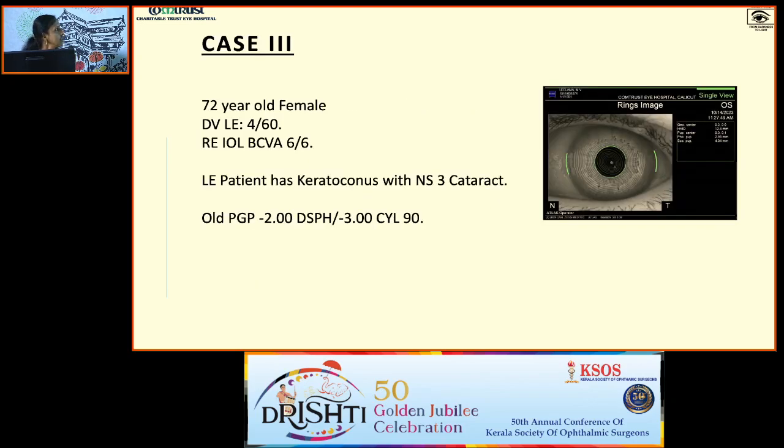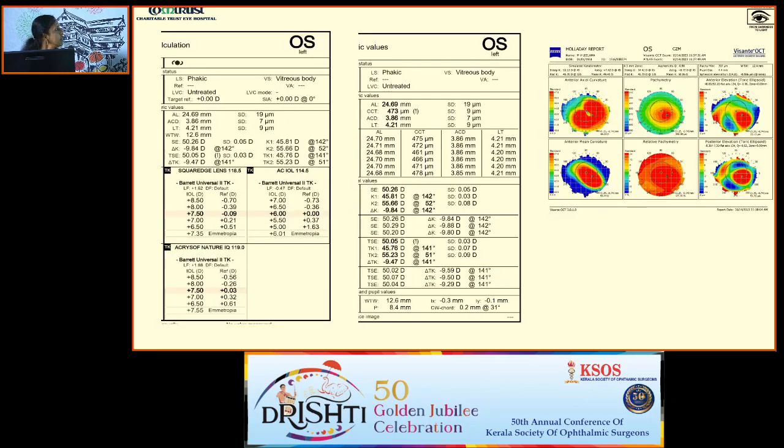Now this is a 72-year-old female. She had undergone cataract surgery in the right eye with 6/6 vision, and she had keratoconus in the left eye. When it comes to keratoconus, you must be very careful. You can see the ring image of the irregularity, and this was her PG power. Axis was at 90 degrees. But when we did the topography, you could see the axis was different, and she had about 9.47 of astigmatism, and this is her topography.